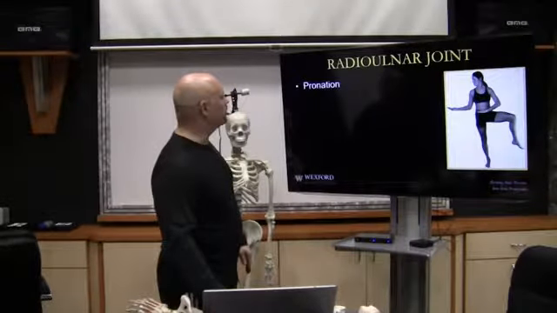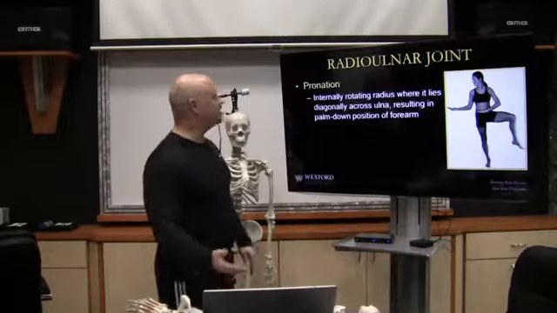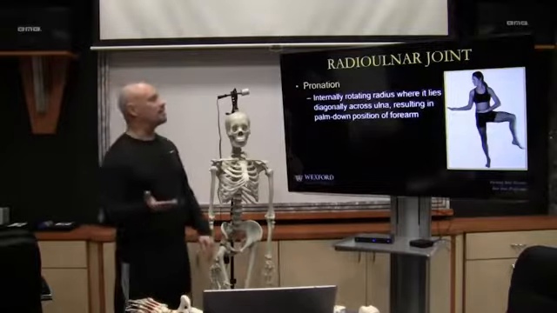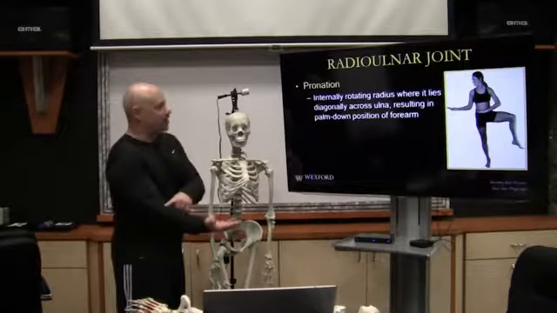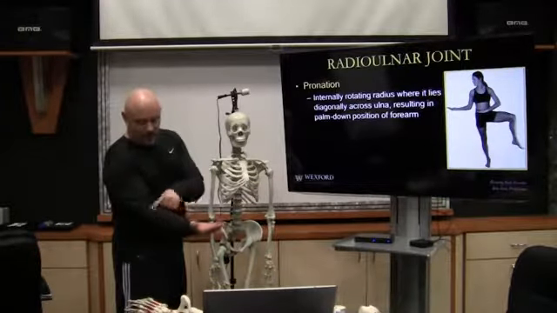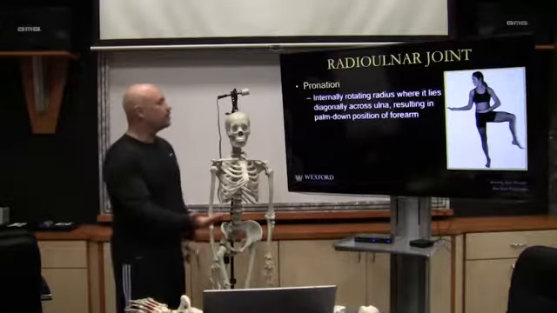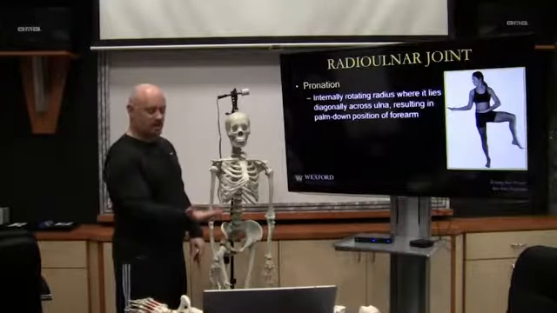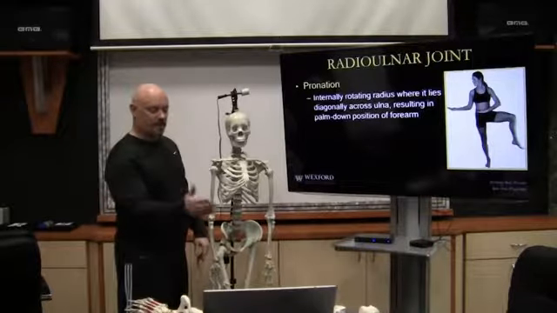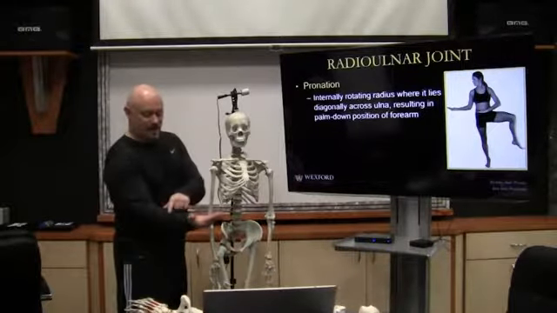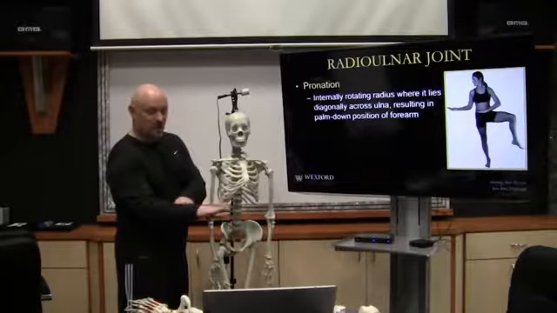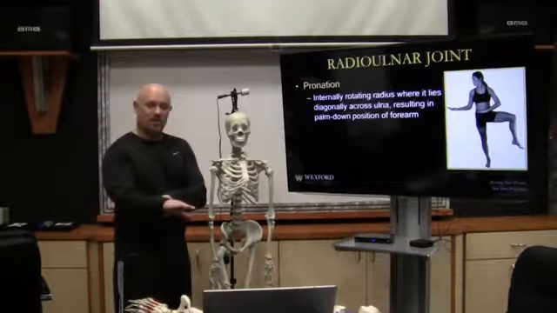Look at the radioulnar joint. We have pronation, literally rotating where the radius lies diagonally across the ulna. The outside of the forearm is actually going to rotate around the ulna, resulting in a palm down position. So we take our hand and rotate it that way. The radius will rotate over top of the ulna and our palm will go down.